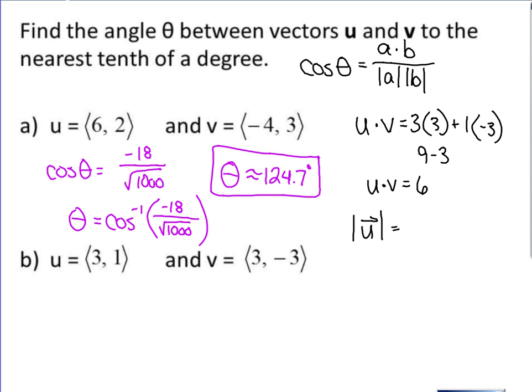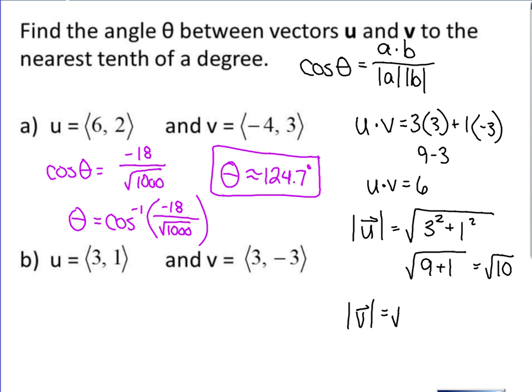If we find the magnitude of vector u, it's going to be 3 squared plus 1 squared, or 9 plus 1, which is going to give us radical 10. The magnitude of vector v is going to be 3 squared plus negative 3 squared, which is going to give us the square root of 9 plus 9, or radical 18.